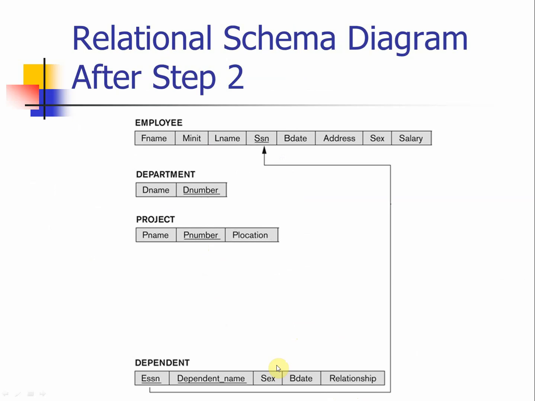And therefore, if we simply look at what we have done about the conversion after step number 2, this shows in the end of last video, you see that we have created 4 relations. Step number 1 creates the employee, department, and project. Step number 2 creates the weak entity, which is the dependent.